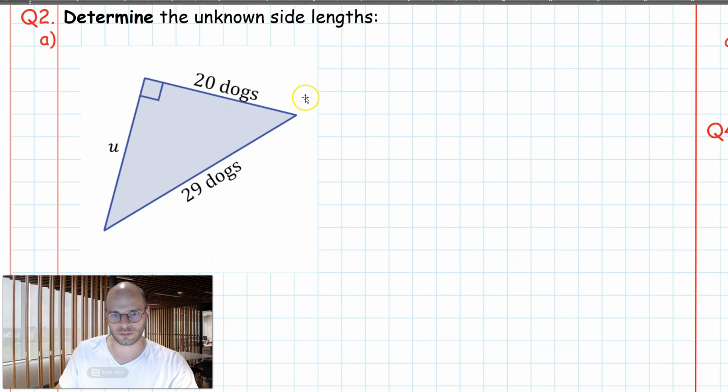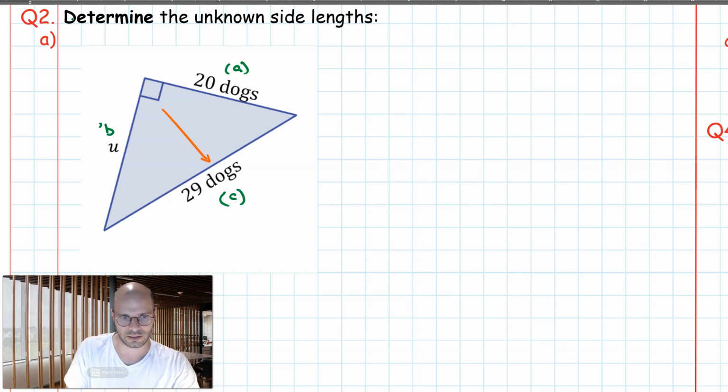Question 2, determine the unknown side lengths. I am cued with a right angle triangle. Whenever I see one of these, I always look for the right angle, which is shown by this symbol here. Once I identify the right angle, I always draw an arrow pointing outwards from the right angle, and this always reveals to me the side I call C. Now, I label the other sides A and B. Doesn't matter what side is what, so long as one's A, so long as one's B. Next, Pythagoras' theorem is C squared equals A squared plus B squared.